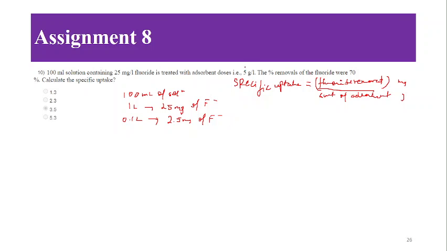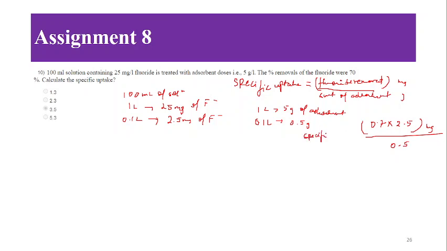Moreover, the adsorbent dose is per liter as well. So for 1 liter, 5 gram of adsorbent, and then for 0.1 liter, how much will it be? 0.5 gram. And here we need to find out the fluoride removed. So 70% were removed. So 0.7 into 2.5 milligram upon 0.5. So we get the specific uptake from here.